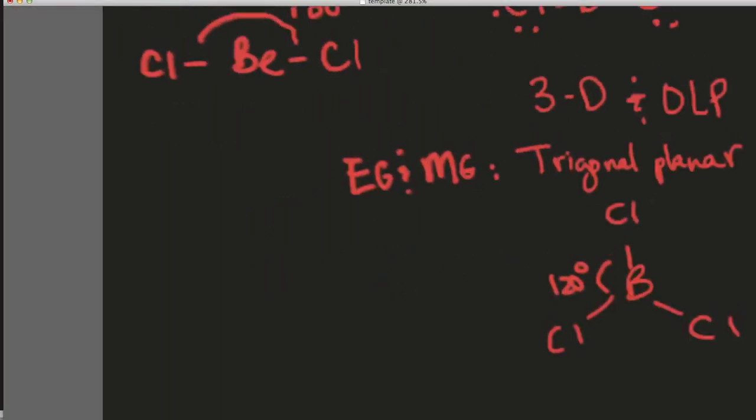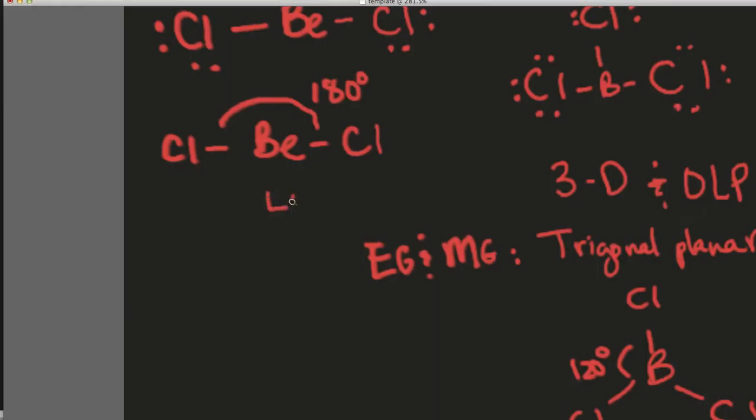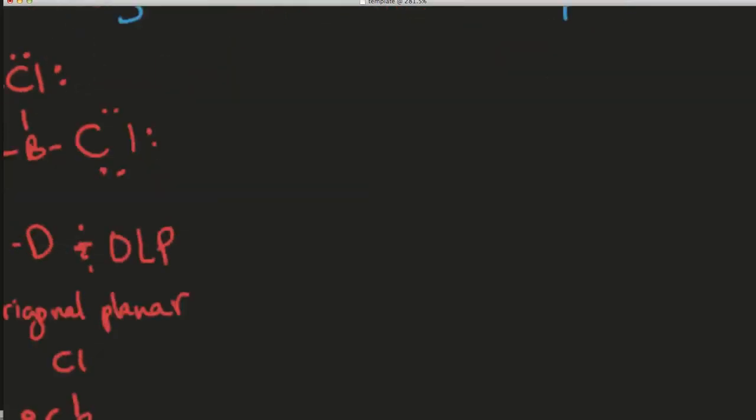Alright? You're starting to get the hang of it. I forgot to write linear on this one. And that's again Eg and Mg. Anytime there are no lone pairs, molecular and electron geometry are the same thing.